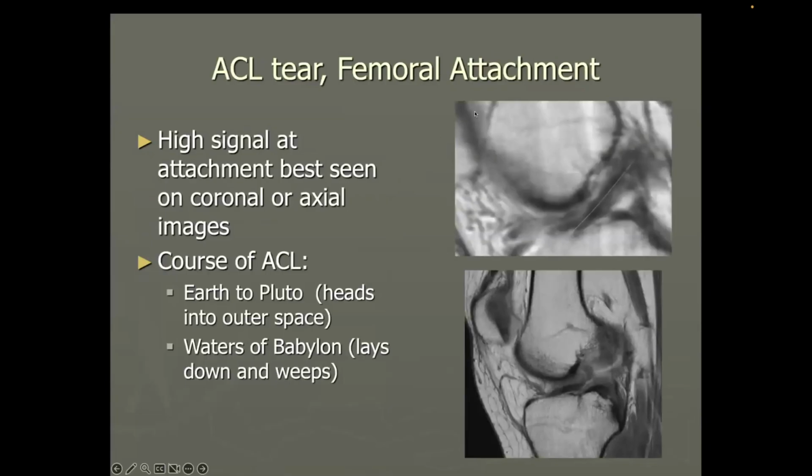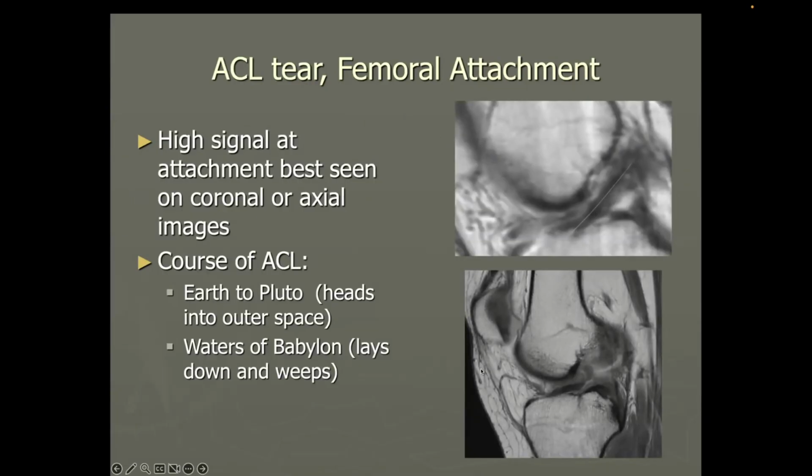What about a tear off the femoral attachment? High signal at the attachment is best seen on a coronal or axial image. I like this saying. Sometimes you'll see these ACLs that really look flat. The ACL that's supposed to head up to the femur ends up heading up this way, and we say Earth to Pluto. It goes kind of to outer space. It's not really going to the femoral attachment. It's just kind of hanging out here, headed up in this direction.